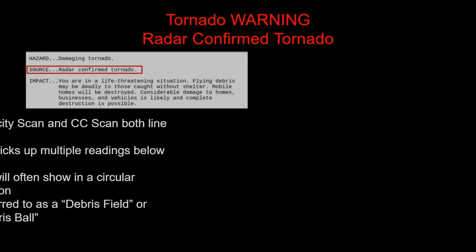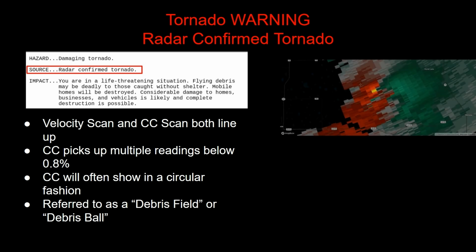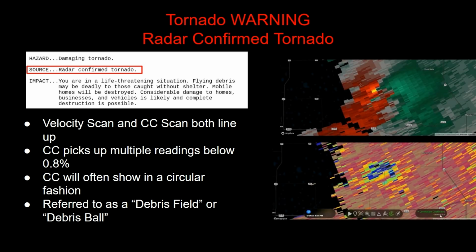Tornado warning radar confirmed. This rating will be issued when they can visually observe a tornado via radar. They do this using the velocity product and the correlation coefficient product and lining them up together. When the correlation coefficient product indicates a reading below 80, it will be an indicator for something bigger than hail or rain. Debris. Debris will pop up on the radar if it's being tossed up high enough to hit the scan, and will show different ratings below 80%. It will also typically show itself in a circular fashion, often indicating a tornado is on the ground. This is called a debris field or a debris ball.